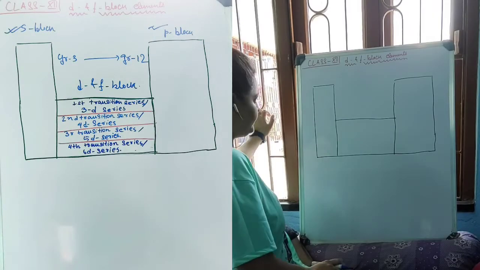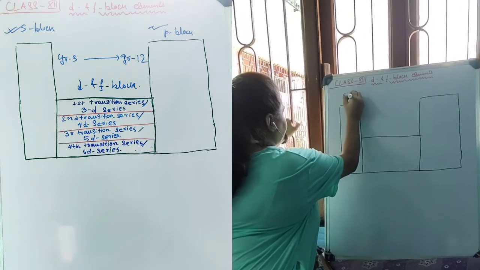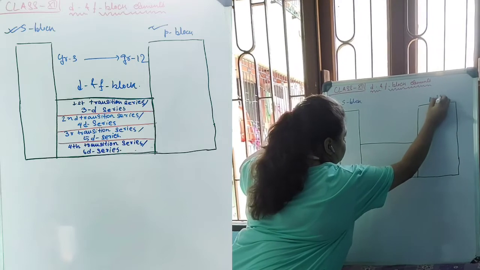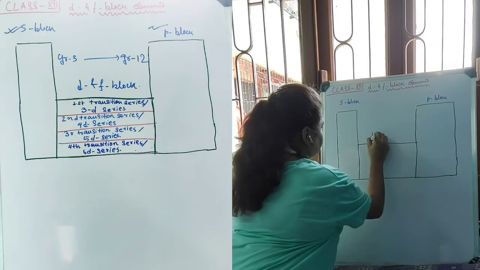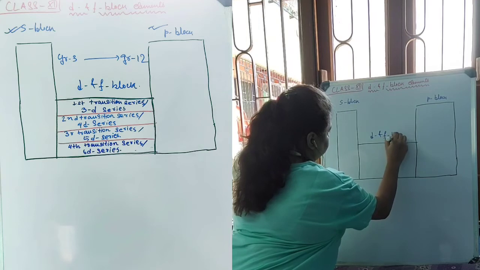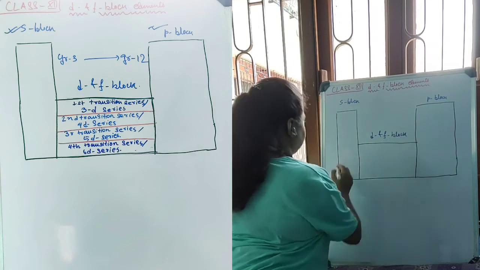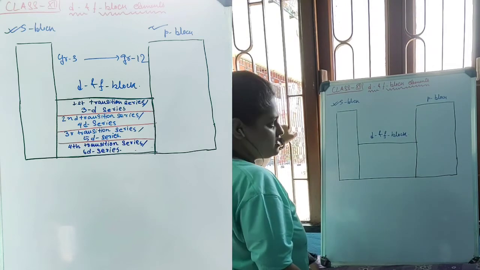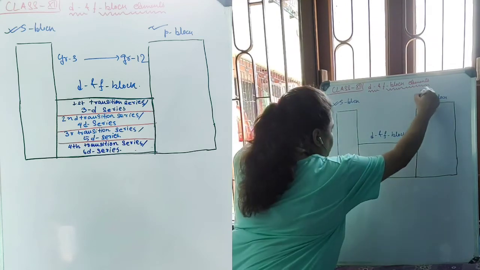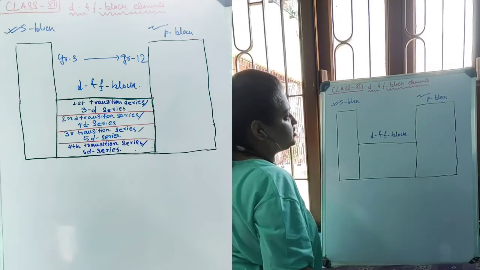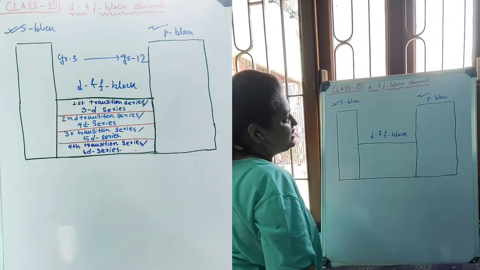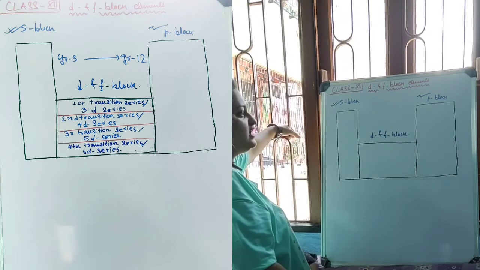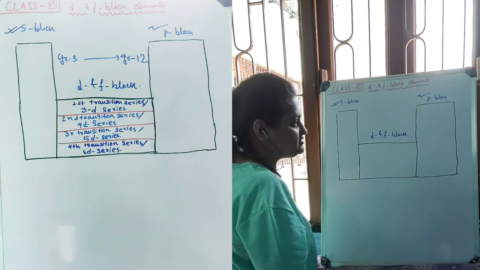The periodic table is divided into three blocks: S block, P block, and D and F block. The F block elements we already studied in our class 11, and the P block comprises group 13 elements to group 18 elements. Out of them, group 13 and 14 we have studied in class 11, and the remaining we will be studying in this session also.